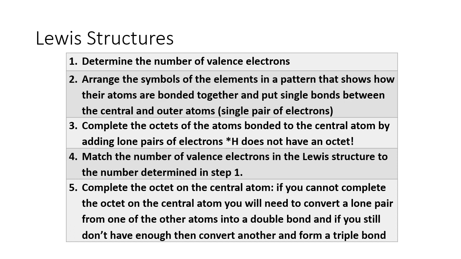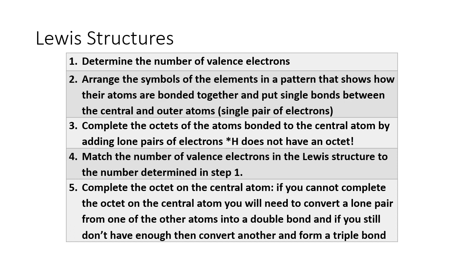And this will take some practice to do correctly, but we'll start there. You then complete the octets of the atoms bonded to the central atom by adding lone pairs of electrons. And this is an important caveat. Hydrogen only gets 2. It does not have an octet. Why does it not have an octet? Because it only has an s orbital, and s orbitals can only have 2 electrons.